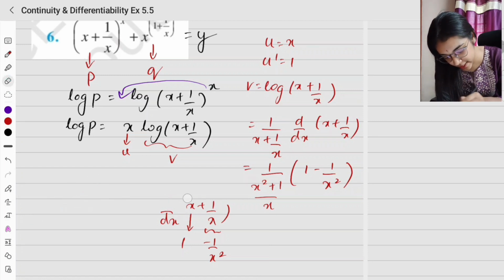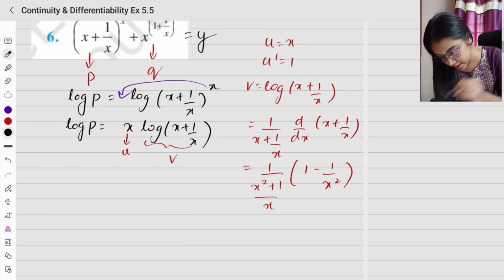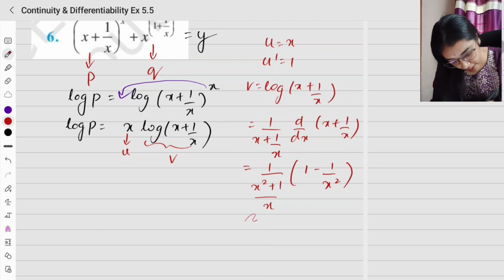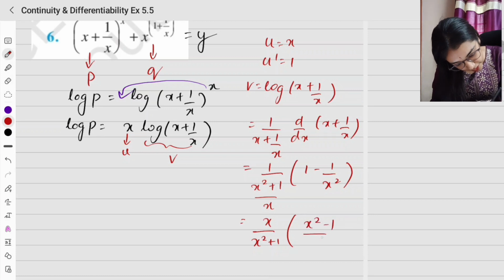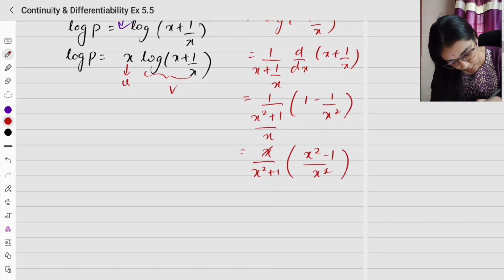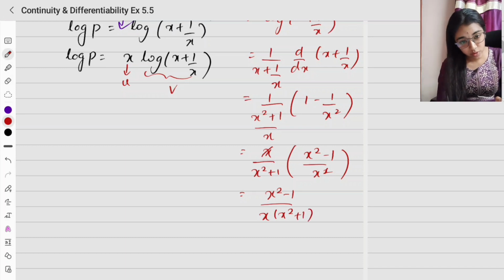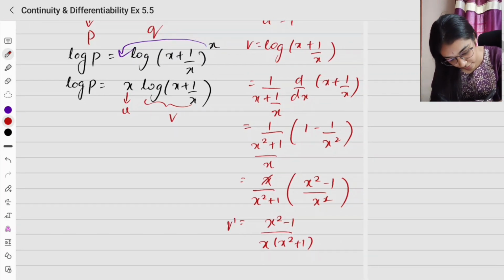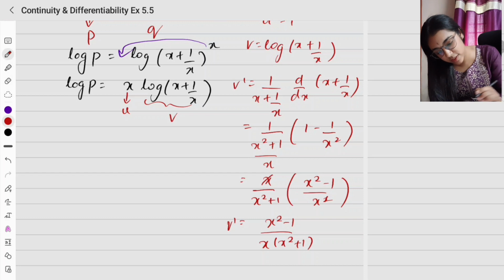So now I'll erase this. So I have the numerator as x divided by x square plus 1 times, taking the LCM, x square minus 1 divided by x square. So the x and the x square get cancelled. So what will I be left with? I'll have x square minus 1 divided by x into x square plus 1. Okay. So this is my v dash. We were only finding v dash. So this is my v dash.